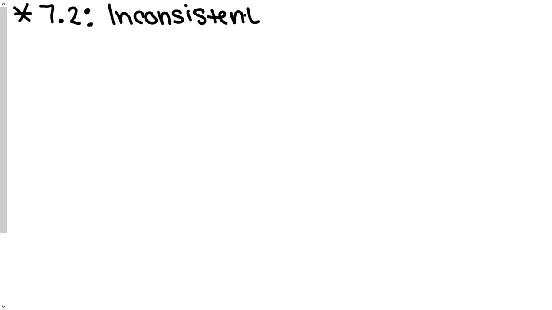Today we're going to talk about inconsistent and dependent systems of equations, and we're going to use Gaussian elimination still. So this is section 7.2, inconsistent and dependent systems.